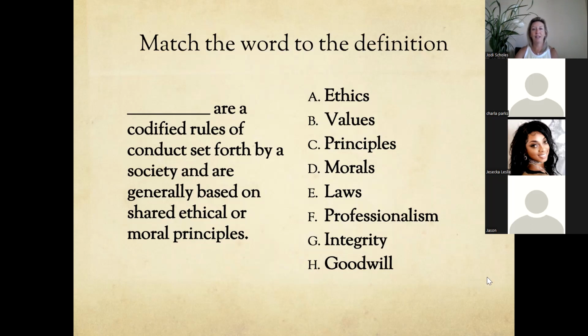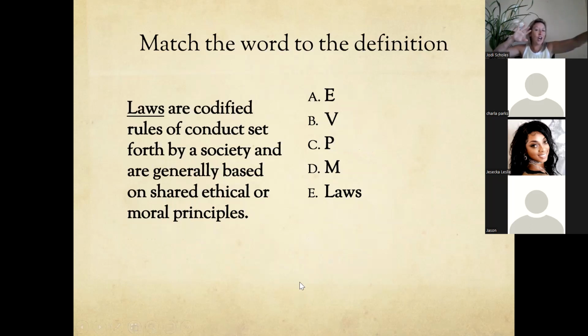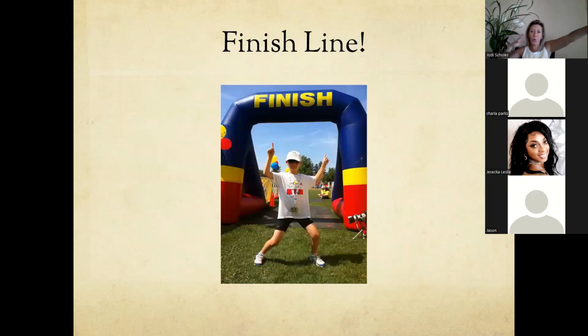Let's see, lots of people jumping in here. Written down, rules. Bang, bang, bang. You guys are getting it. And the winner is laws. Yes, laws, letter E. Laws are codified rules. And that's how you distinguish. Laws are written down. They're a code of conduct, right? Set forth by society. Whoop, whoop. Fist bump. You're done. You're good.